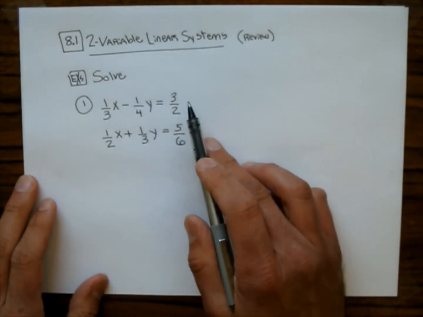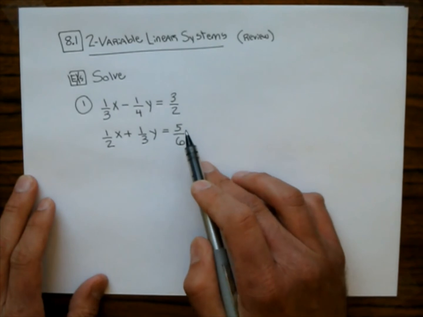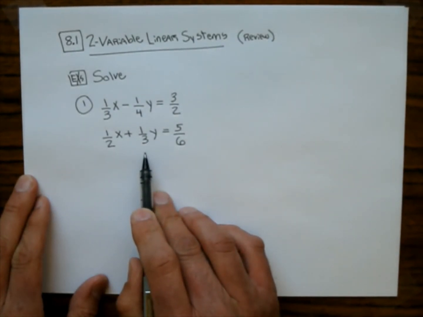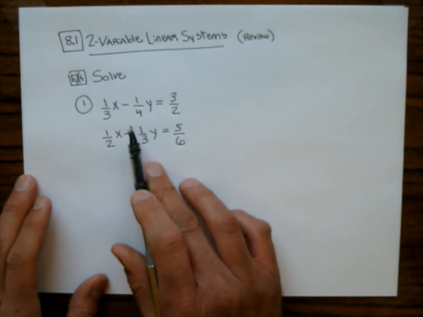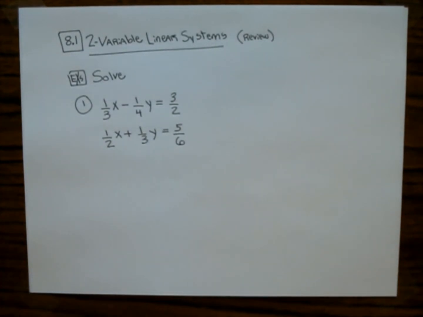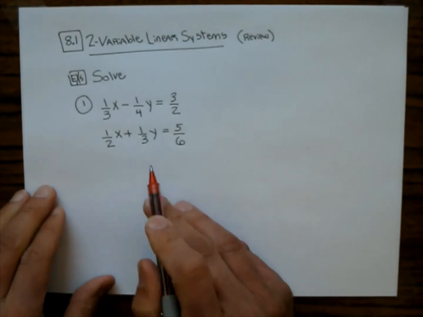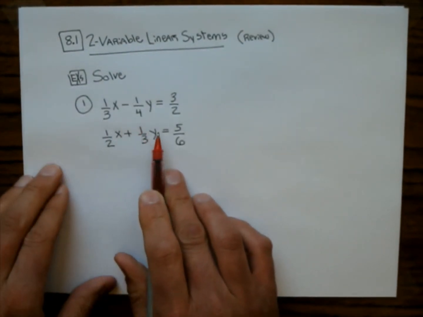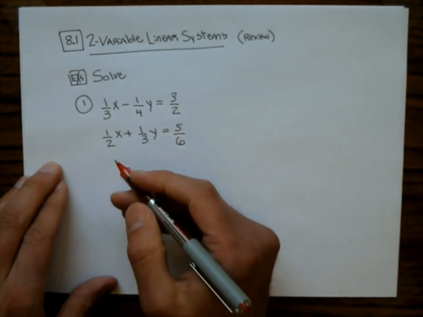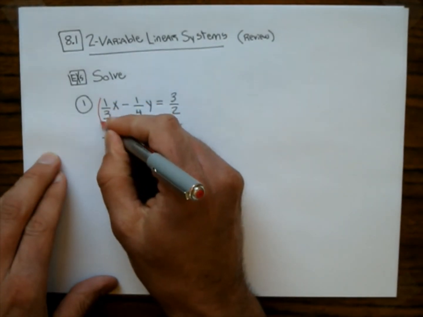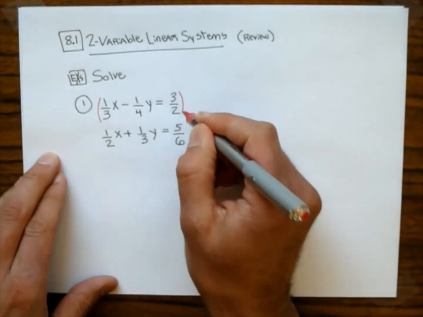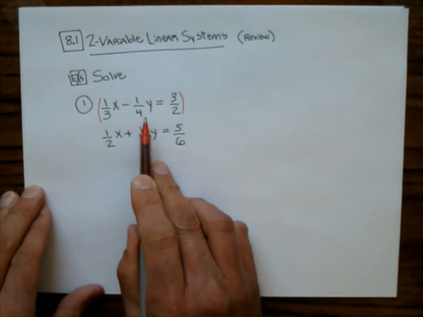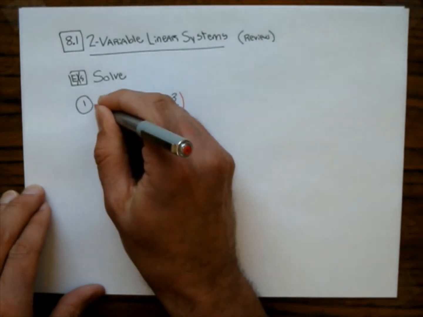A system has more than one equation, usually. There's two variables, and this is something you should have seen in your past. What's bugging us about this system of equations is the fact that there's fractions. So what I'm going to do to the first equation is multiply both sides by the LCD, the least common denominator of 3, 4, and 2. That would be 12.